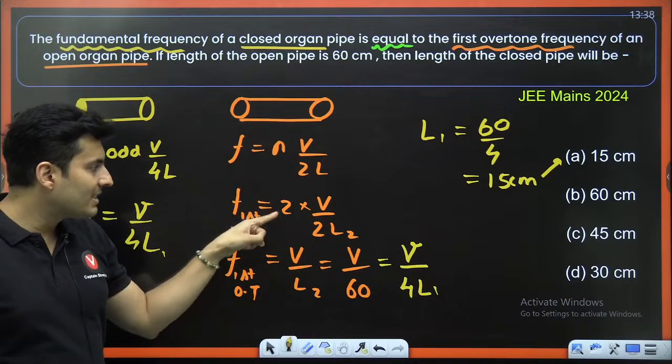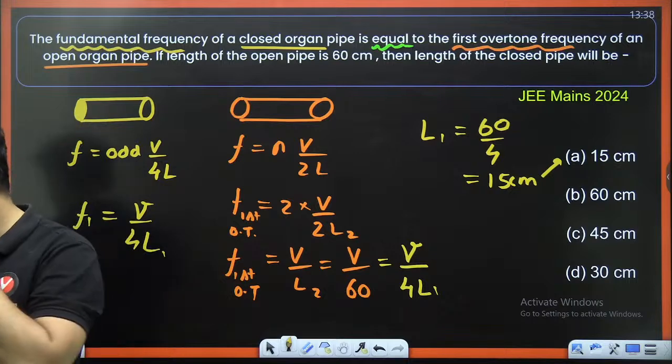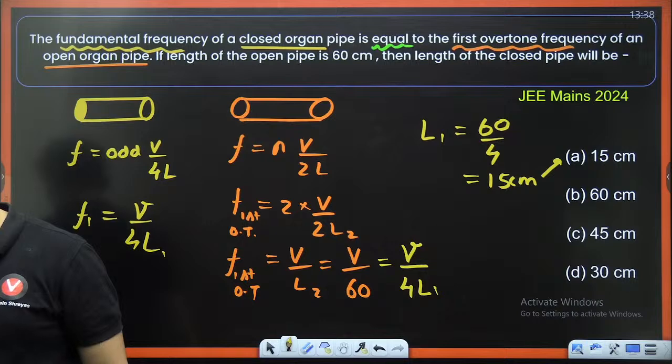So there was first overtone over there. First overtone is second harmonic. First overtone will be second harmonic. Just think about it. That is the correct way of doing it. Okay. Shall we proceed ahead to the next one?